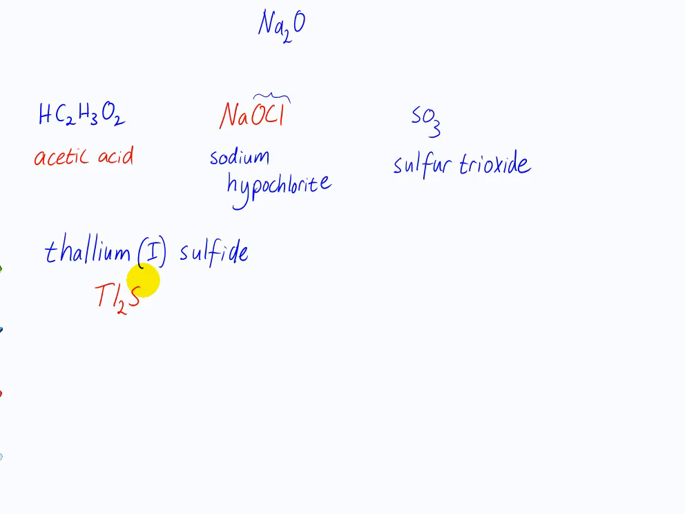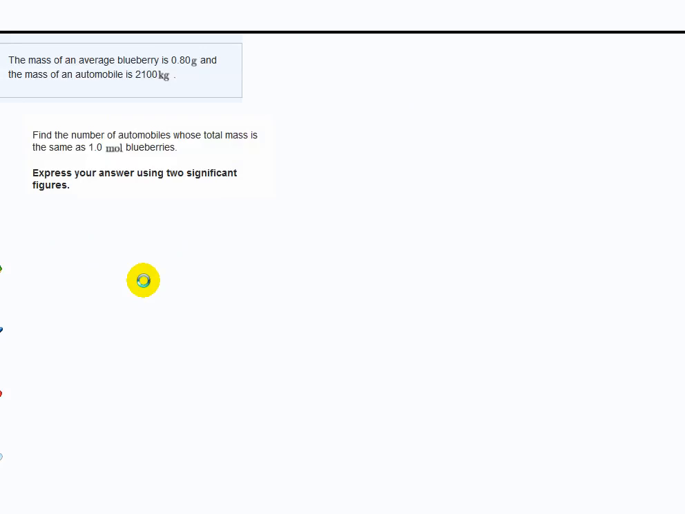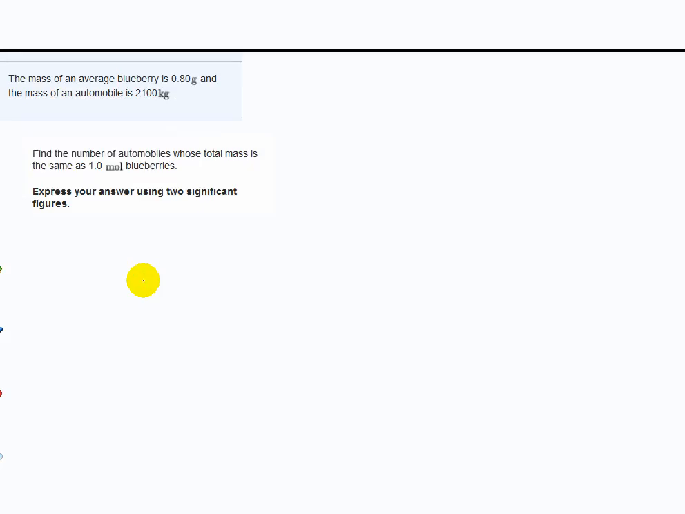Let's take a little break from naming and answer some other questions. All right. So the mass of an average blueberry is 0.8 grams. The mass of an automobile is 2,100 kilograms. Find the number of automobiles whose total mass is the same as a mole of blueberries. All right. So what do you have to do first? Yeah, you have to figure out how much a mole of blueberries weighs. Right? How do you do that? Yeah. And then you do 1 mole is going to be 6.022 times 10 to the 23rd.